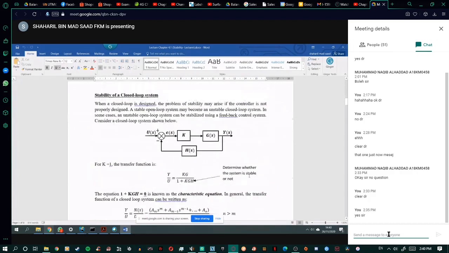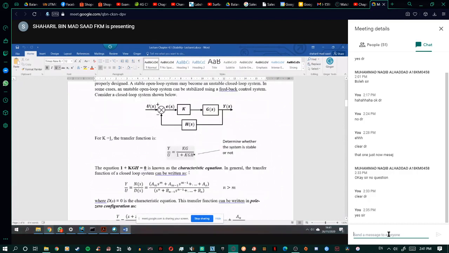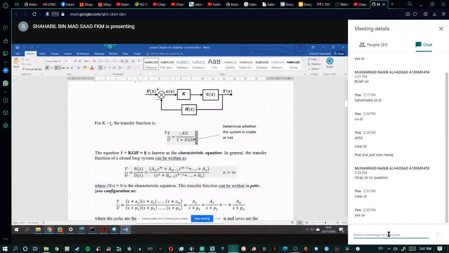Okay, so let's look at the stability of the control loop system. This is the general block diagram for a closed loop system. You have K, G, and H here, and then you will have the general equation KG over 1 plus KGH, from block diagram manipulation. And how do you know whether your system is stable or not? By looking at the characteristic equation, 1 plus KGH.